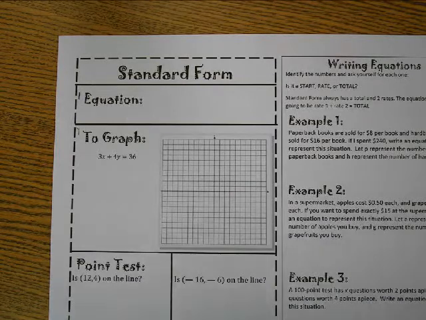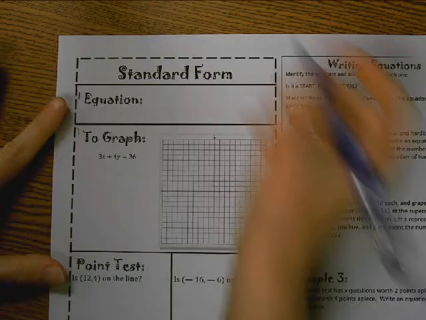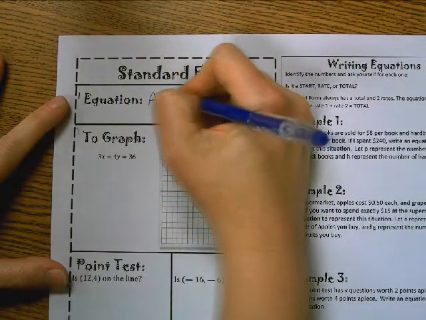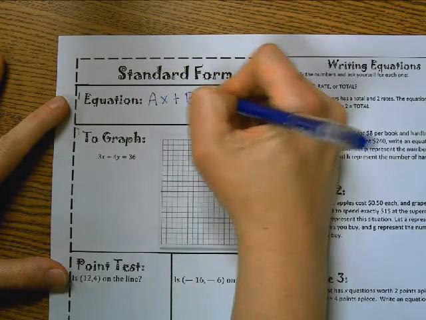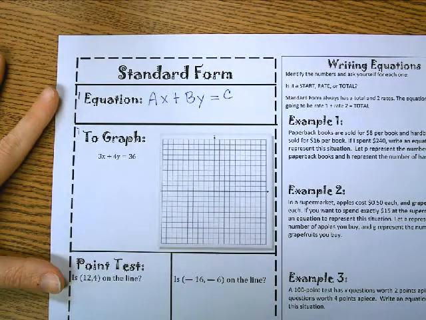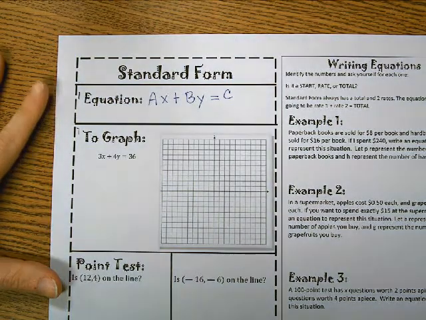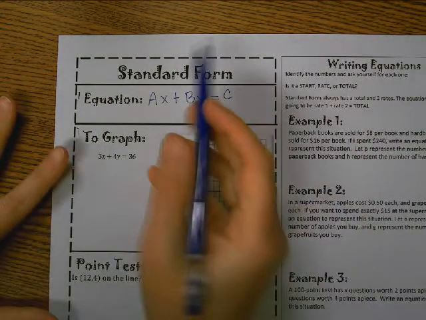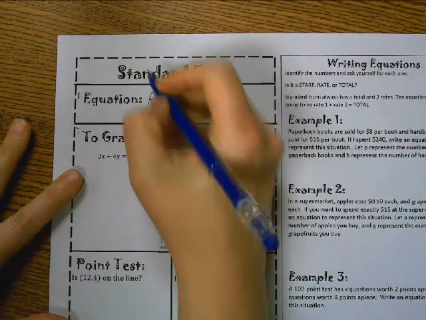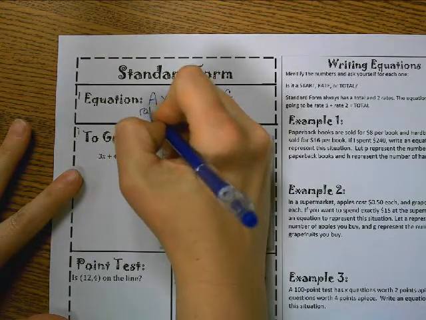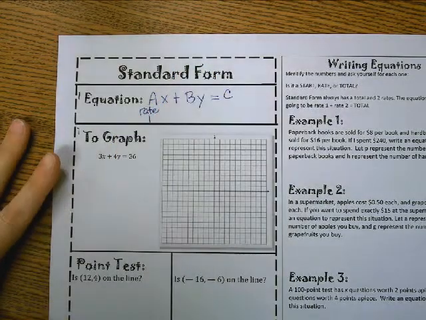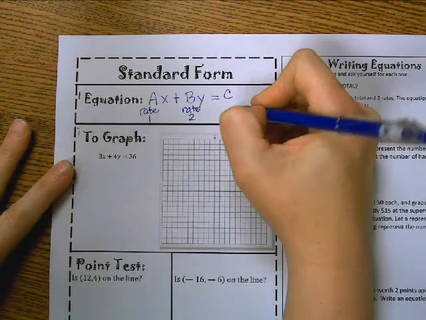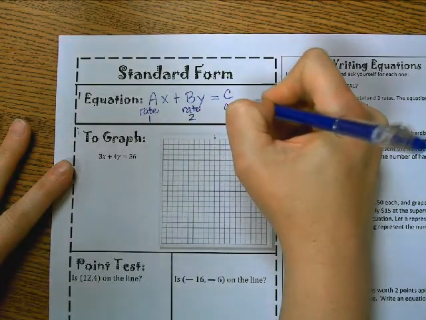What is the equation for standard form? The equation for standard form is AX plus BY equals C. So, what I told you before is that A stood for rate 1, and B stands for rate 2, and C stands for a constant.